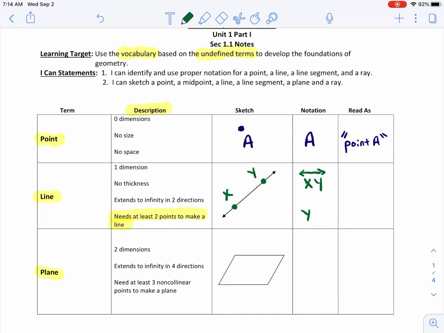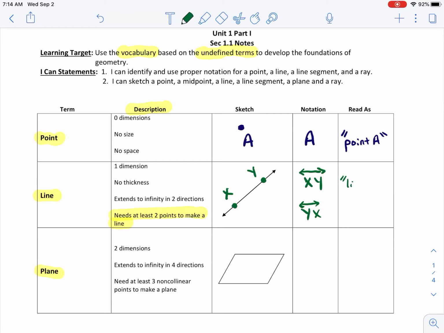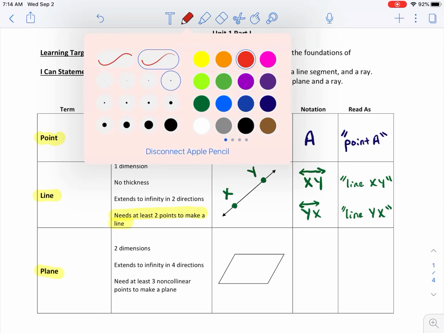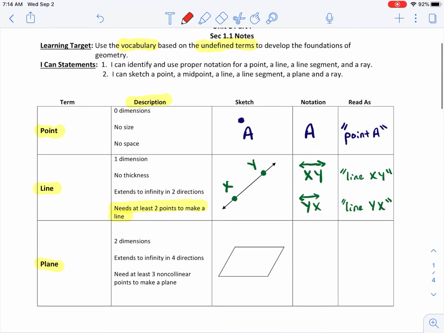Another way that we can write this is YX. It does not matter for lines which point comes first, which point comes last. And how I would read these as would be line XY for this top one, or I could say line YX for the bottom one. And that is line, our second undefined term.